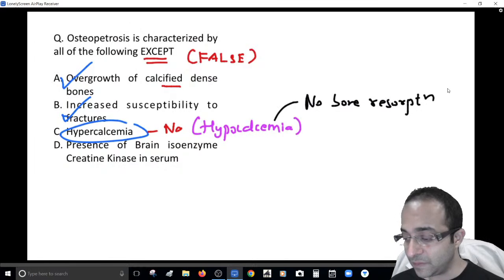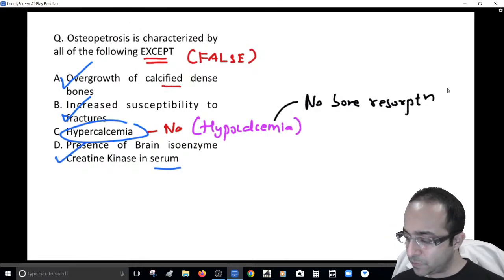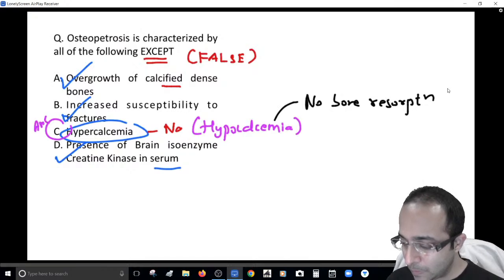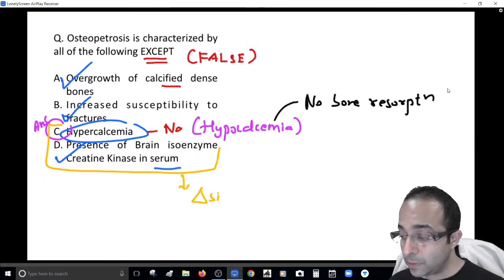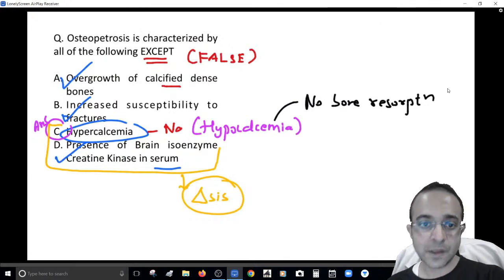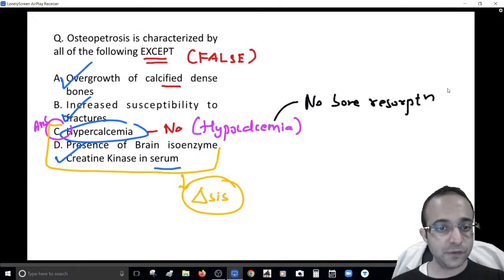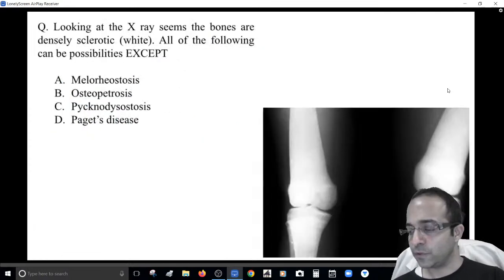And you have this enzyme present in the serum, absolutely correct. So this is the answer. But I hope with this I have given you 2 more points with which you can lead yourself to the diagnosis in cases of osteopetrosis. You can measure this brain isoenzyme creatine kinase in serum, that will guide you to the diagnosis, and the blood picture will show you hypocalcemia. So clear enough guys? I hope you are now fairly clear with this disorder, osteopetrosis.